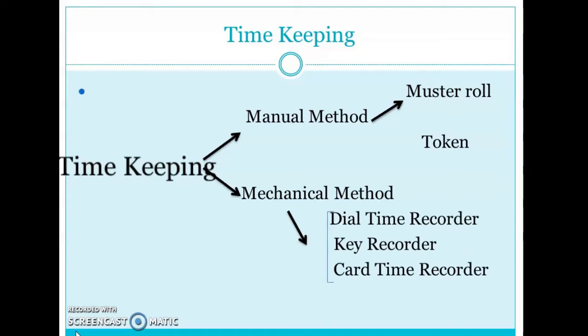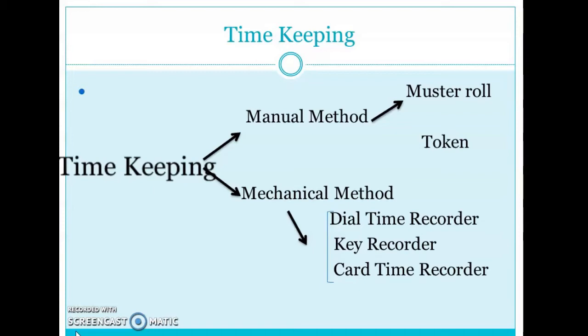Here the dial time recorder has a clock with several holes with identification numbers. The worker presses the dial arm into the hole which denotes his number. Then the time is recorded automatically. The next one is key recorder. In this method, each worker is given a key with a number. When a worker enters the factory, he inserts his key in the keyhole and turns it. The ticket number and the time are recorded on a sheet of paper.